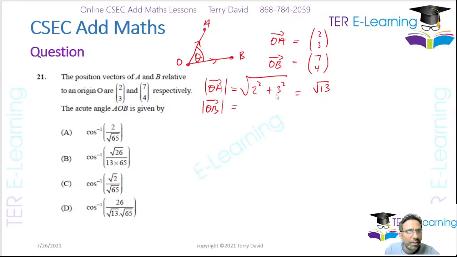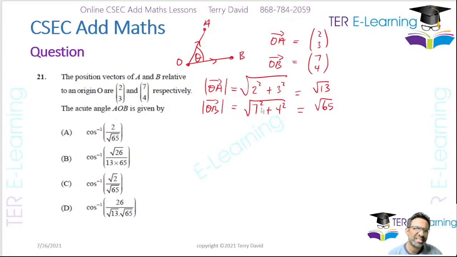So this is going to be the square root of 7 squared plus 4 squared. That's 49 plus 16, which is 65. So therefore this here is equal to the square root of 65. Now what else do we need?